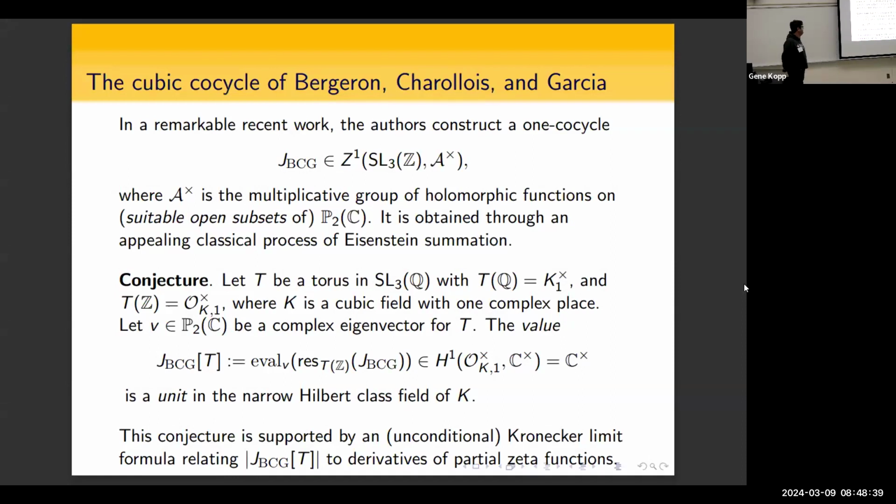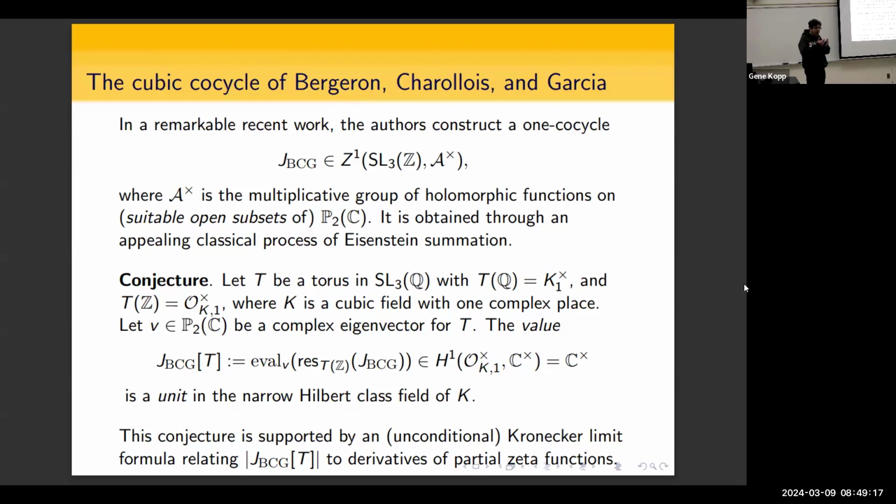And this conjecture that they formulate is also supported, a bit like in Jean's work in the setting of real quadratic fields, by a Kronecker limit formula, which relates the absolute value of this invariant to the derivatives of related partial zeta functions. So again, it's consistent with Stark's conjecture, but it gives an independent formalism for getting at the right-hand side. And very importantly, it gives a genuine refinement of Stark's conjecture, because J BCG of T is a complex invariant. And Stark's conjecture knows only about the absolute value. So when you look at the leading terms of L functions, you throw away some information.